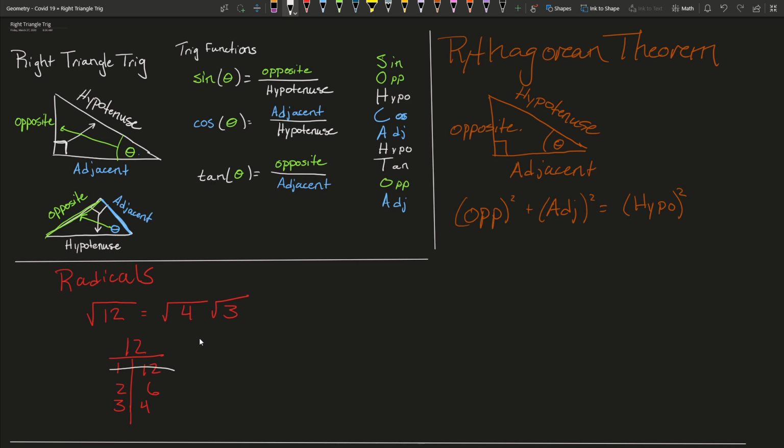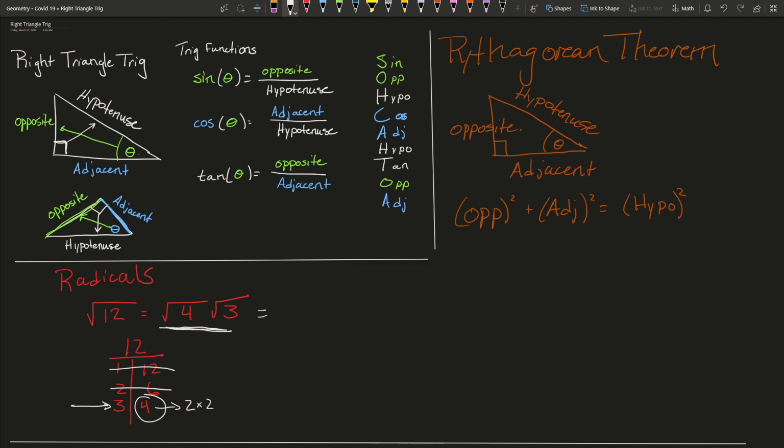For 2, there's nothing times itself that equals 2, and the same with 6, so those are off our list. The only other option we have is 3 and 4. There's nothing times itself that equals 3, but 2 times 2 is 4, so 4 is a perfect square. So we need to use this pair of factors, and we can rewrite it like up here.